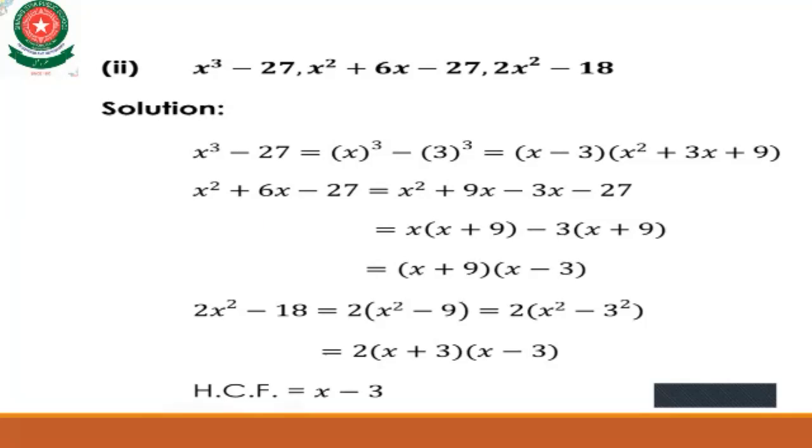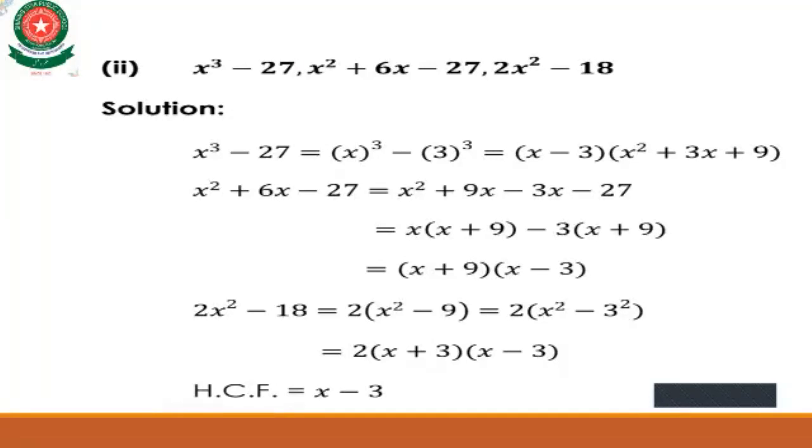Our third polynomial is 2x square minus 18. You can take 2 common, remaining will be x square minus 9. You can write 9 as 3 square, so 2 into x square minus 3 square. As you know, the formula of a square minus b square is equal to a plus b into a minus b. So you can write it as 2 into x plus 3 into x minus 3.